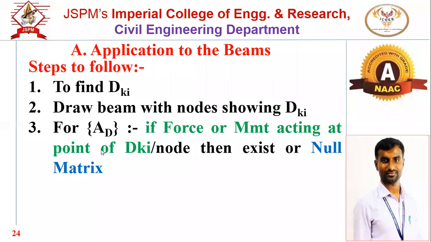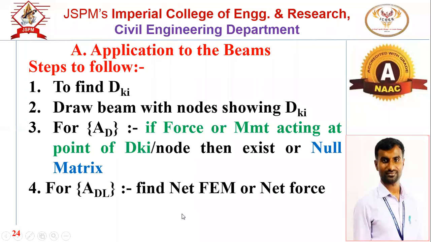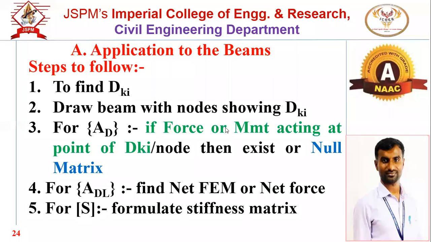matrix will be a null matrix. Okay. Then ADL matrix, it is for the net fixed end moment. So we have to find out the net fixed end moment acting on that particular node. That will be ADL matrix. Next will be for the stiffness matrix. So we have to give the unit positive rotation at various nodes to get the stiffness matrix.